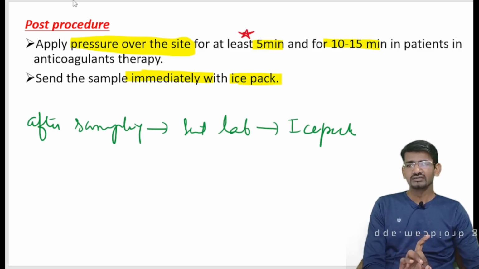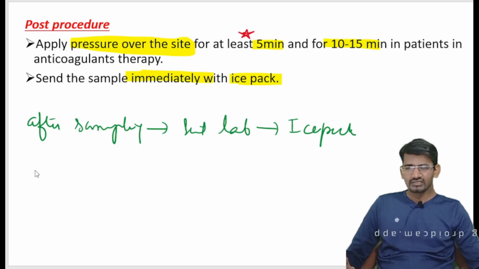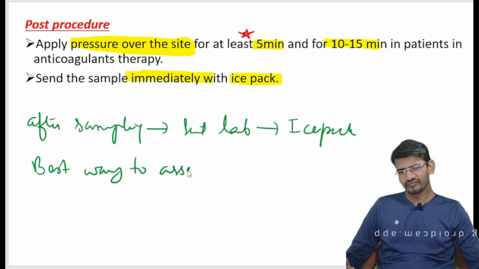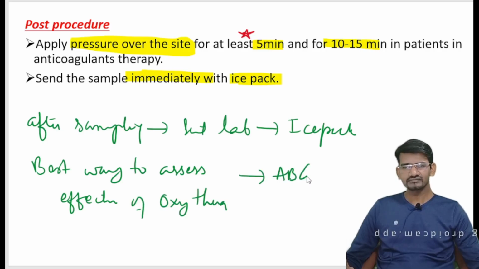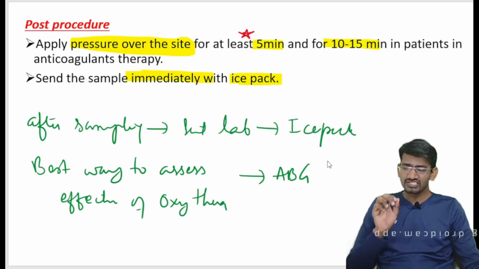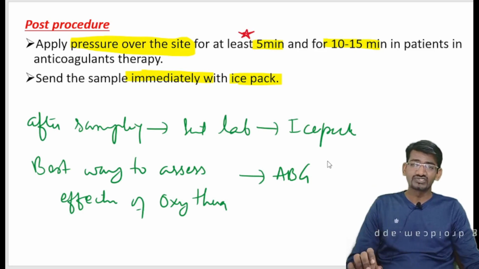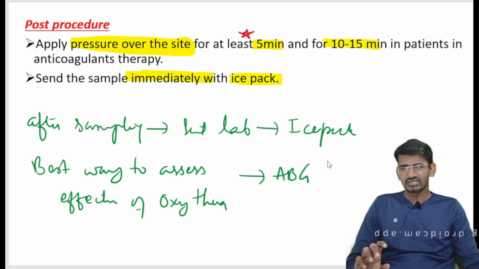Then another important thing is, what is the best way to assess the effectiveness of oxygen therapy? That is ABG. Okay, so ABG is the best indicator to assess the effectiveness of the oxygen therapy.